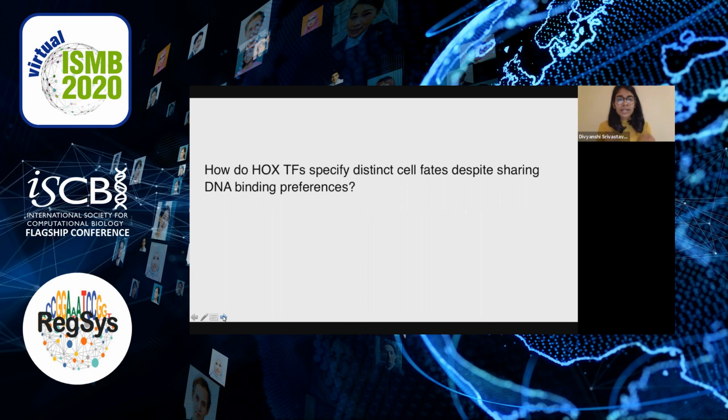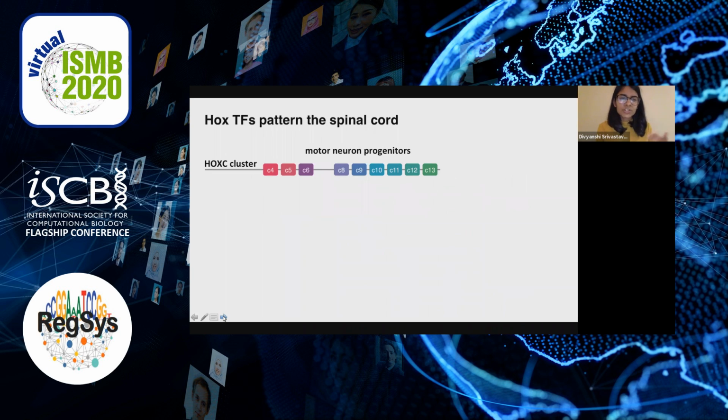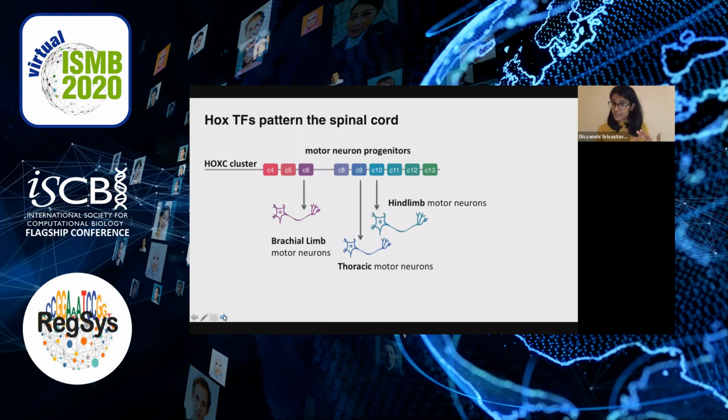In order to characterize Hox transcription factor binding in the genome, we decided to focus in on motor neuron progenitors. So motor neuron progenitors exist in the developing spinal cord. And within these progenitors, individual Hox transcription factors become expressed, resulting in diverse motor neuron subtypes. So the expression of HOXC6 results in the formation of brachial limb targeting motor neurons. The expression of HOXC9 results in the formation of thoracic targeting motor neurons. And the expression of HOXC10 results in the formation of hind limb targeting motor neurons.